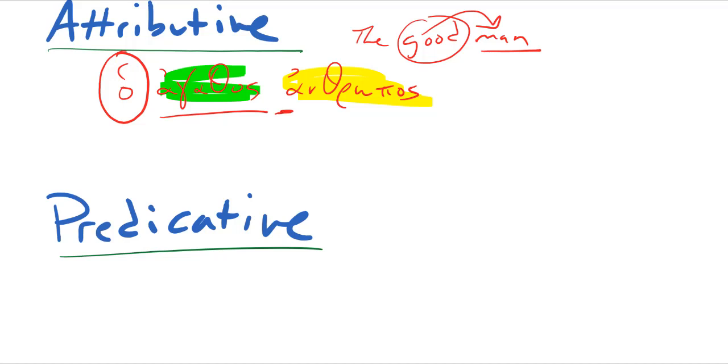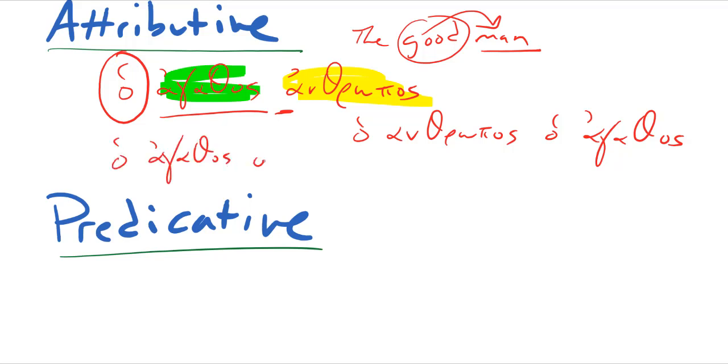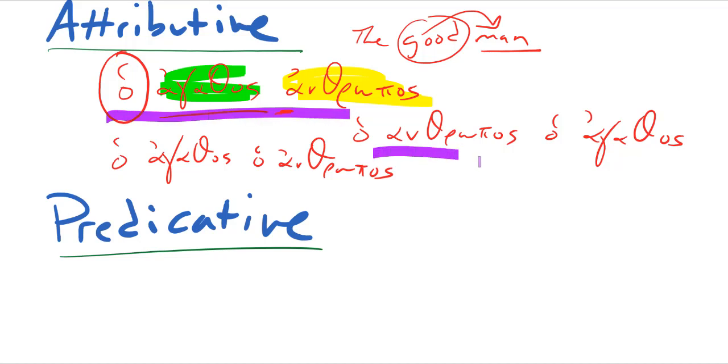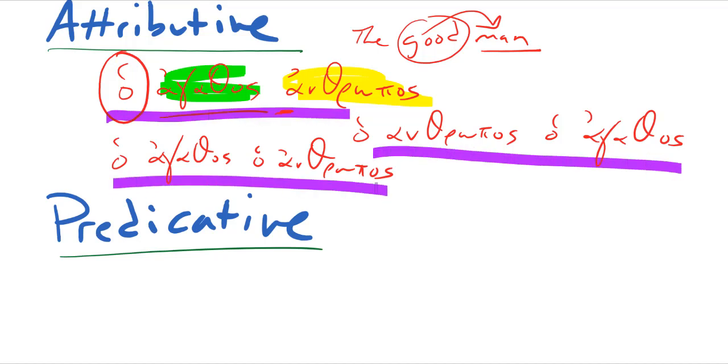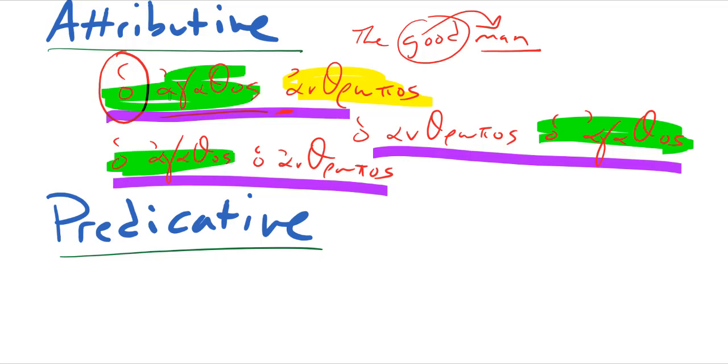The same thing could be written out in different ways. It could be ho agathos anthropos. It could be anthropos ho agathos. That also would be translated the good man. Or it could be ho anthropos ho agathos. All of those are translated as the good man. Slightly different word order, but you'll notice in all of those cases, the adjective has the article in front of it, and the noun may or may not, depending on the placement of it.